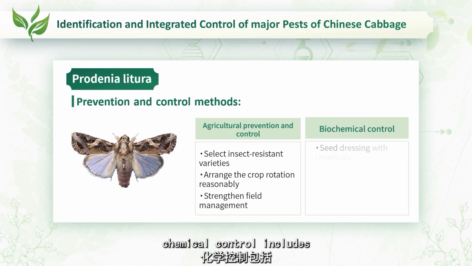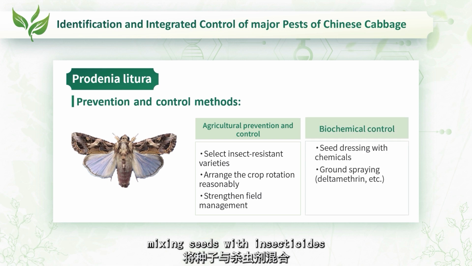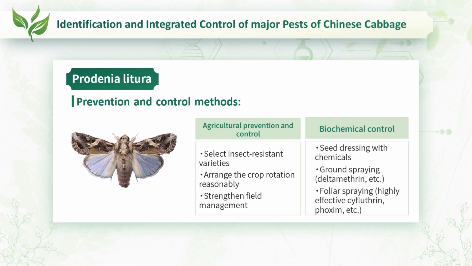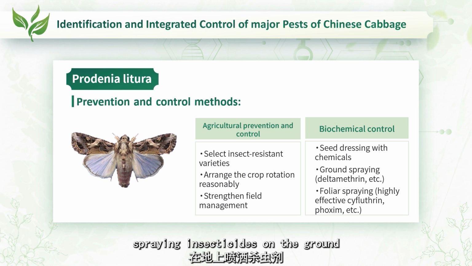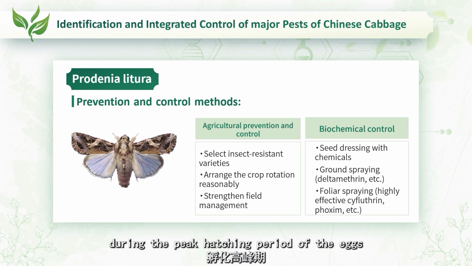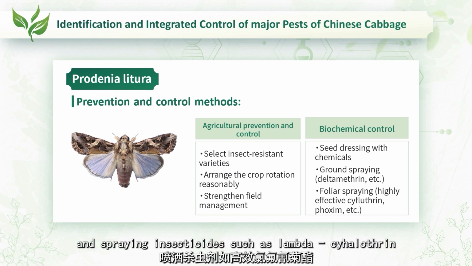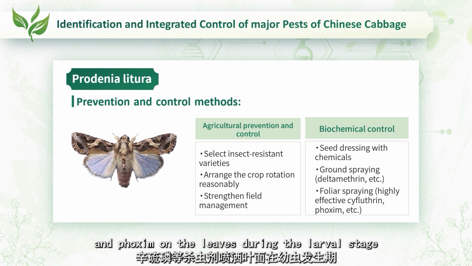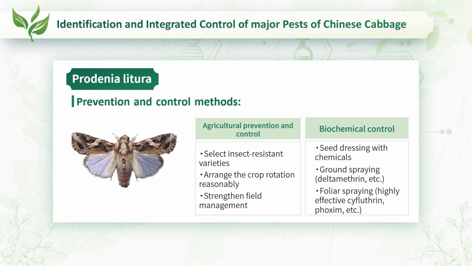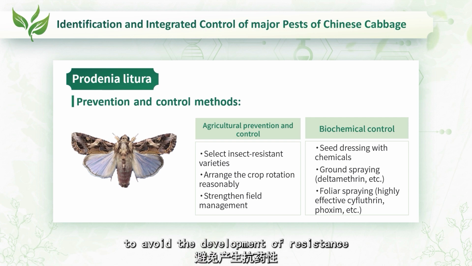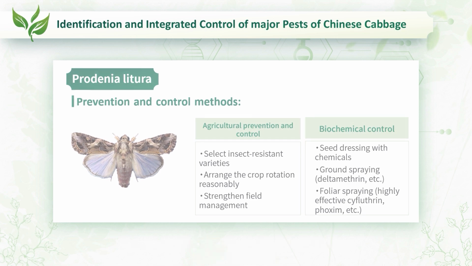Chemical control includes mixing seeds with insecticides before sowing, spraying insecticides on the ground during the peak hatching period of the eggs of the common cutworm to the low instar larval stage, and spraying insecticides such as lambda-cyhalothrin and phoxim on the leaves during the larval stage. However, pay attention to alternating the use of insecticides to avoid the development of resistance.